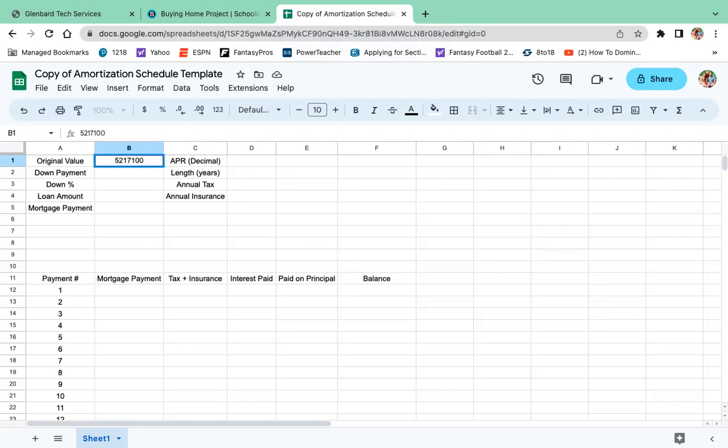The house I am buying is for an original value of $527,100. So I'm going to enter that in. You need to put the value of your house in that spot.